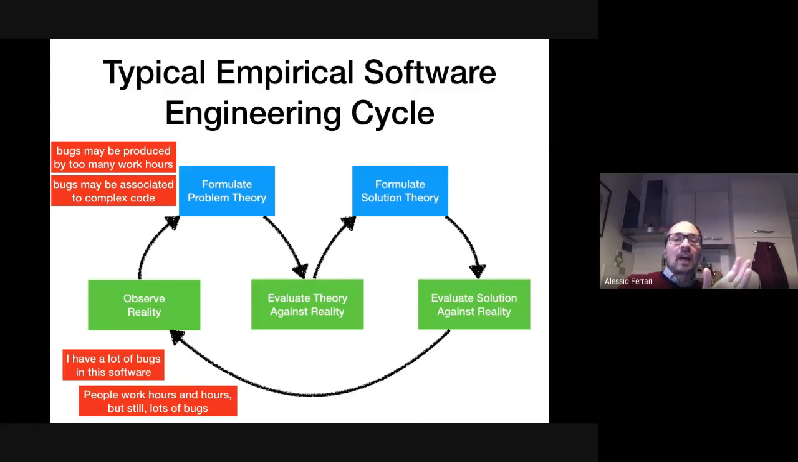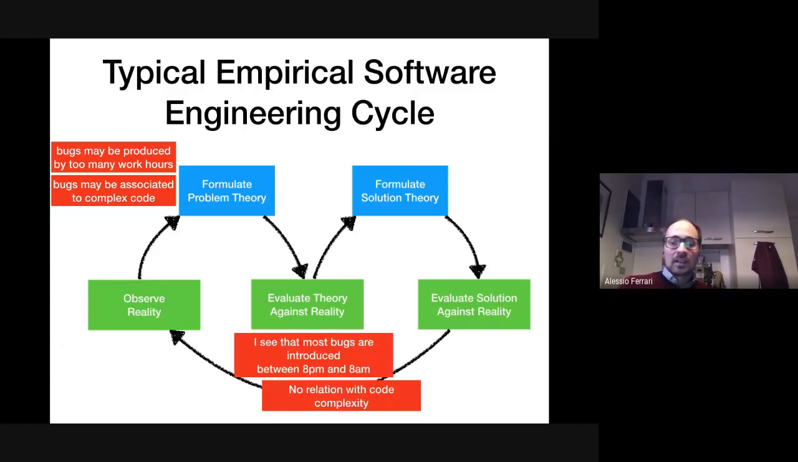Where do they come from? They come from some inference, some observation, but also from my background as a researcher, okay? From my cultural background, because maybe I instinctively say, if you work too much, maybe you do it wrong, because you cannot focus enough. So the formulation of a problem theory is very dependent on the person, and that's why you always have to evaluate the theory against reality.